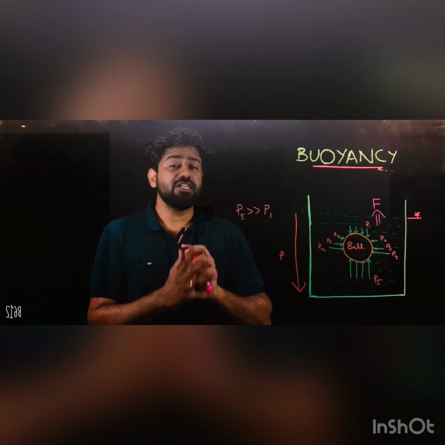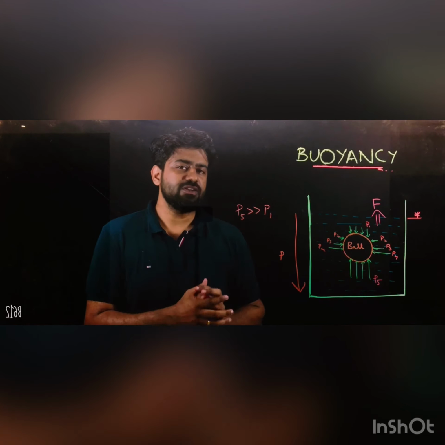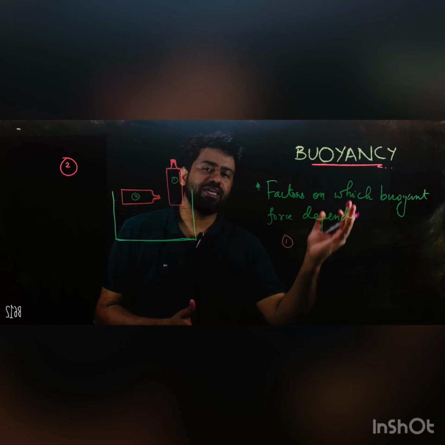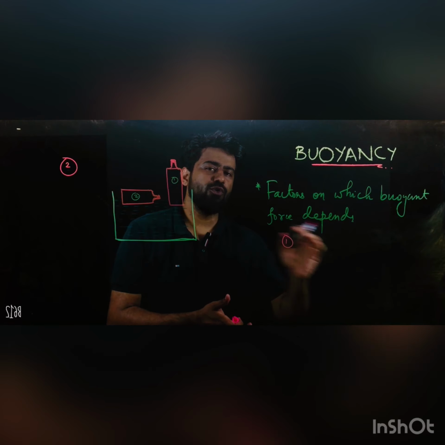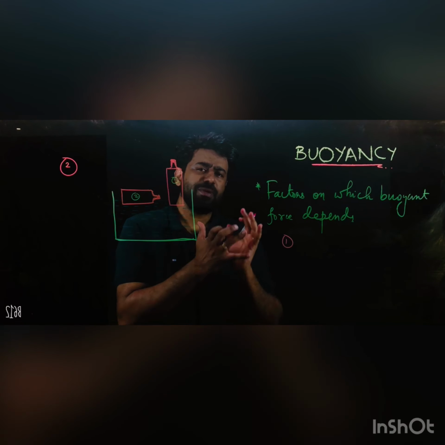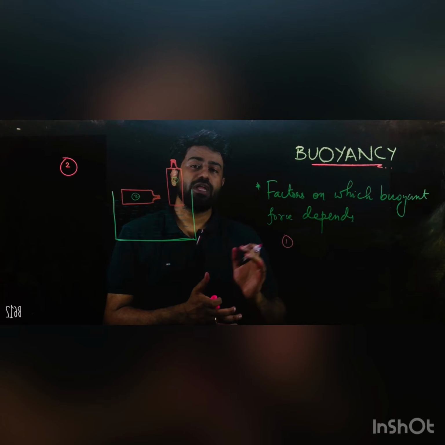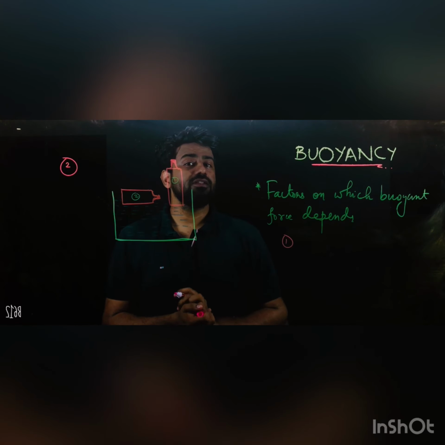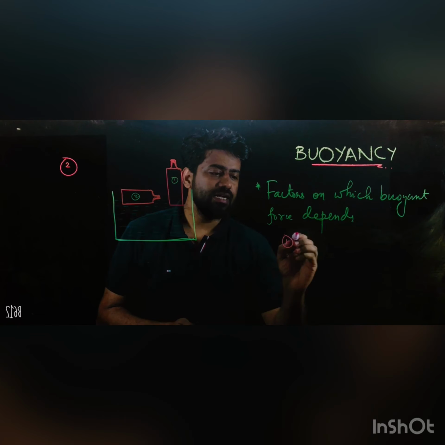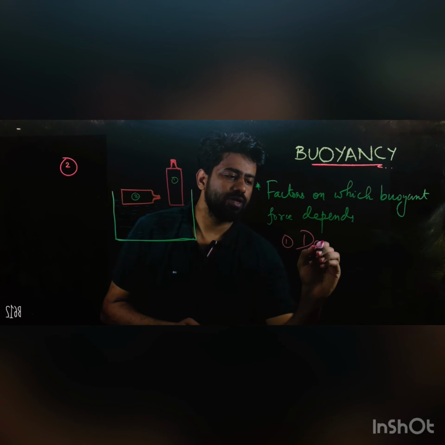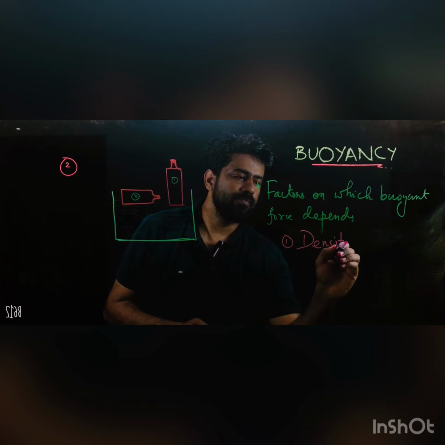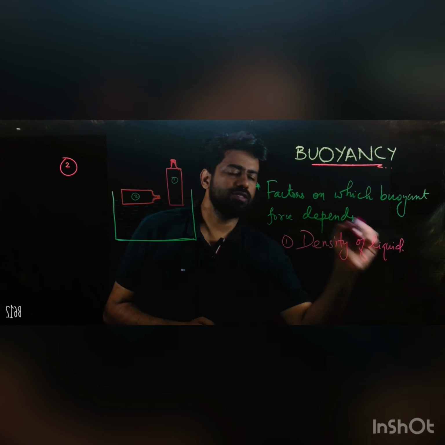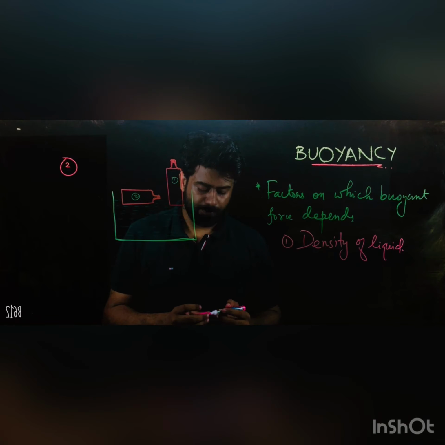So there are basically two factors on which it depends, and we'll see that in detail. So we have seen how buoyant force originates inside a fluid. Now what are the main factors affecting this buoyant force? There are basically two factors which affect the buoyant force. The first one is the density of the liquid or the fluid that is being used.